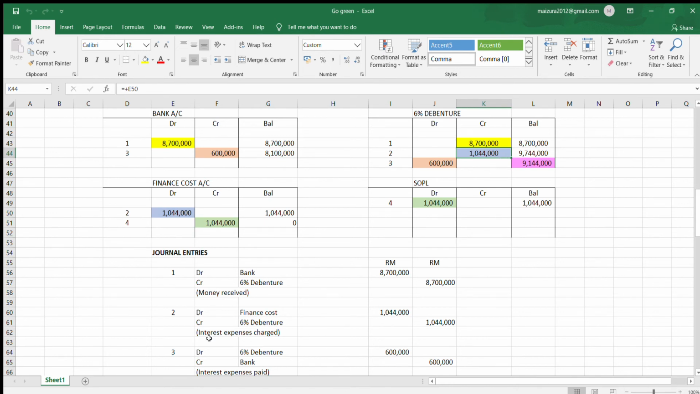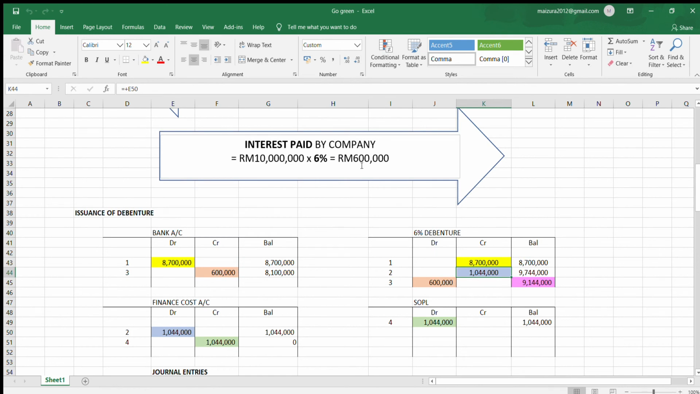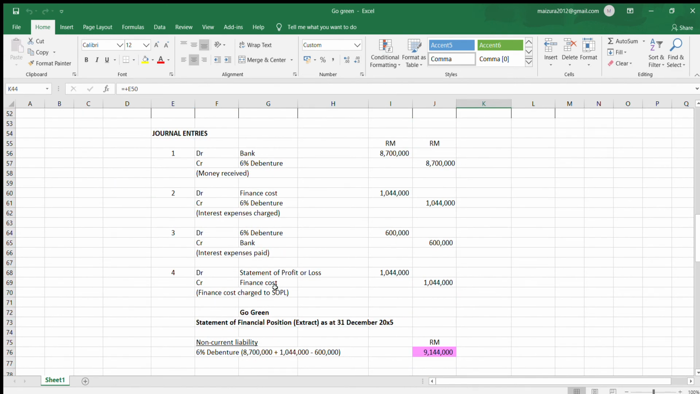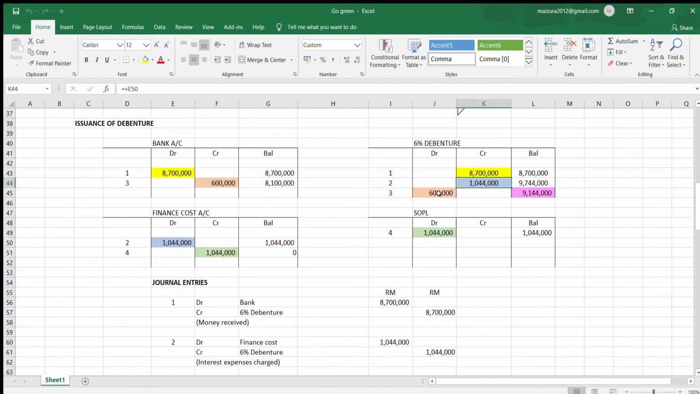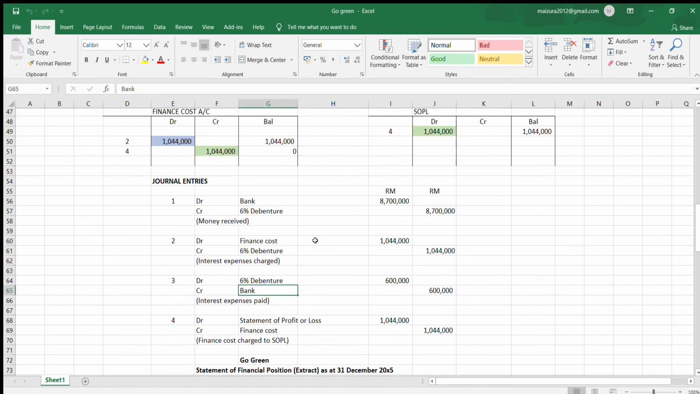Now this is the interest expense charge. For number 3, I'm doing the entries one by one and will not lump them together, though unless you understand, you can always lump them together. For the interest being paid by the company, we have already calculated that it is 600k, and the double entry is to debit the debenture, reducing it from the interest charge, and credit the bank because we are paying. It will come out from the bank.